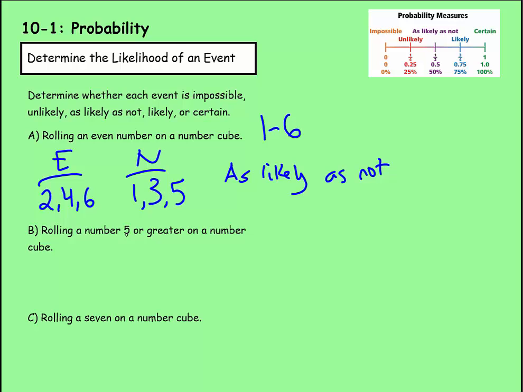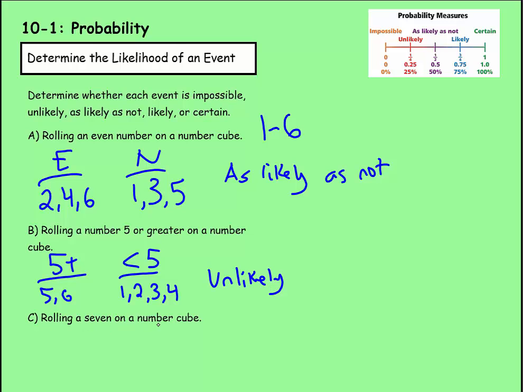Now we have rolling a number 5 or greater on a number cube. So here we have 5 or greater, and then less than 5. So 5 or greater would be 5 and 6. Less than 5 would be 1, 2, 3, and 4. Here I notice that the outcome that I want is less than half. There's more likely of a chance that it will not happen, making that unlikely.